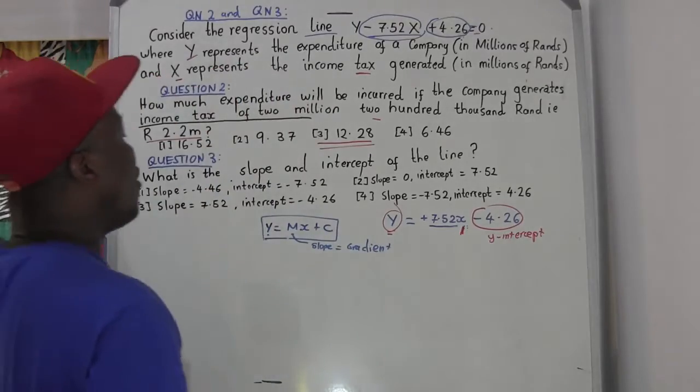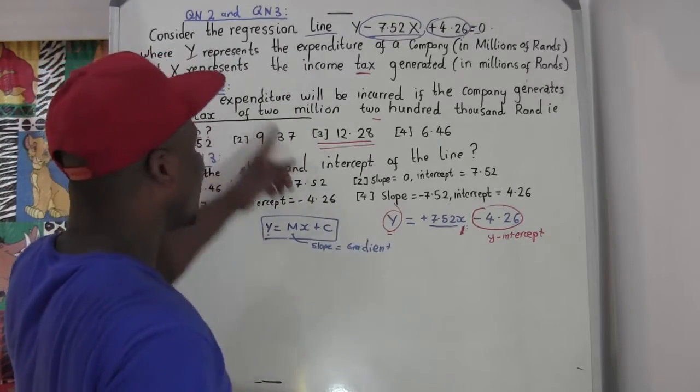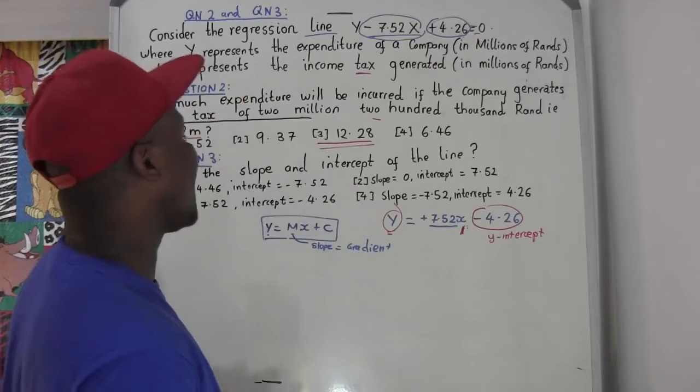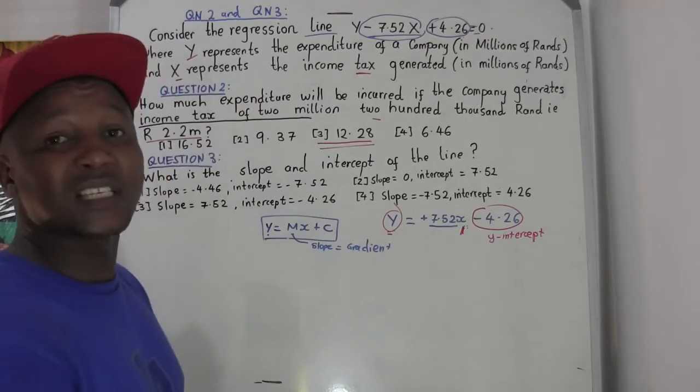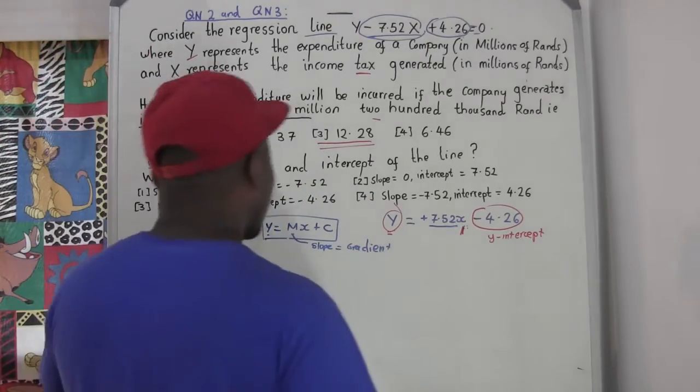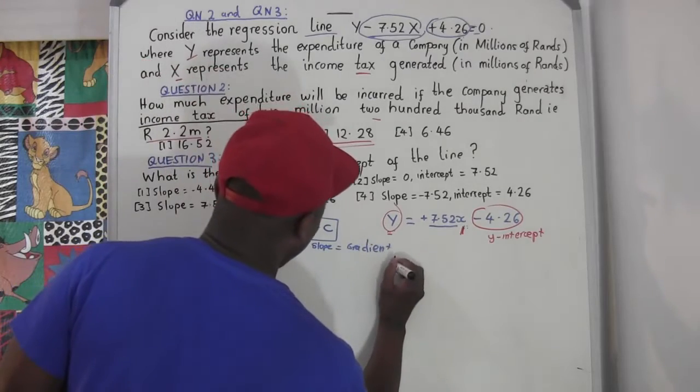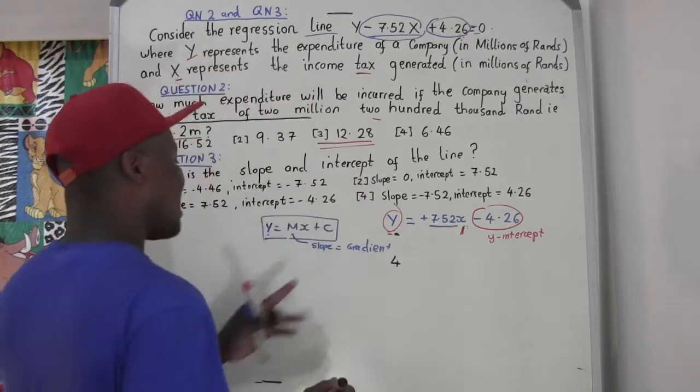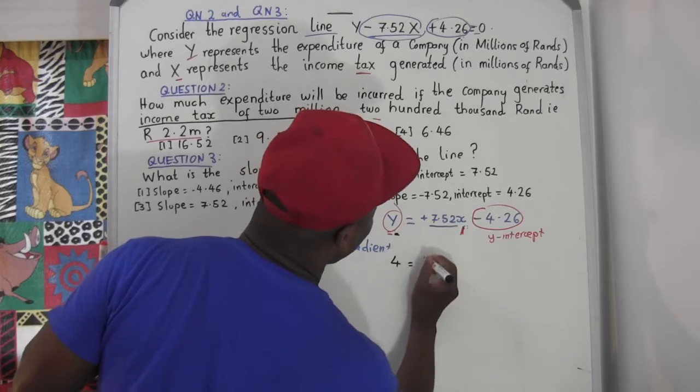So sometimes they say y represents expenditure and x represents income tax. Now they want to give the expenditure, let's say 4 millions. So if the expenditure is 4 millions, it means now I have my expenditure, and they want you to find the income tax.